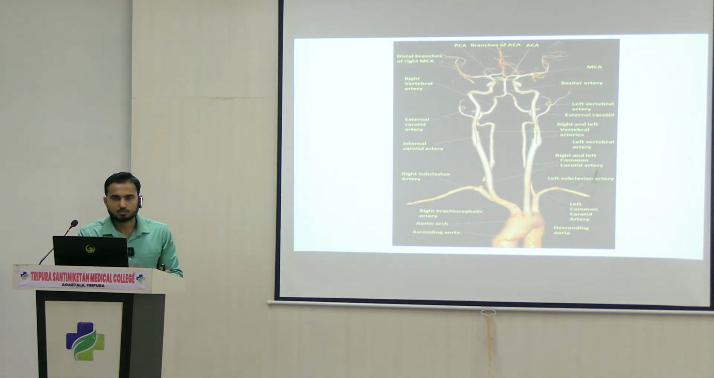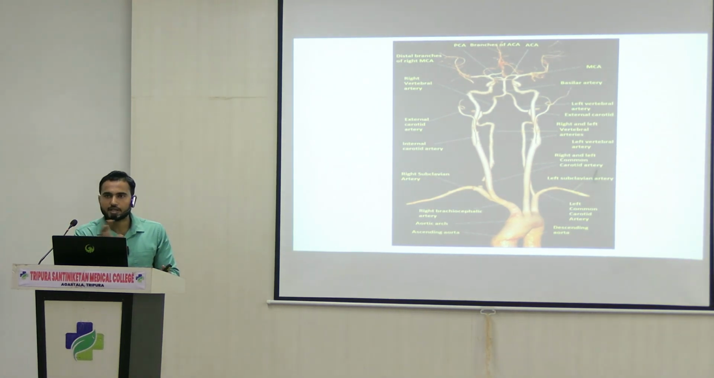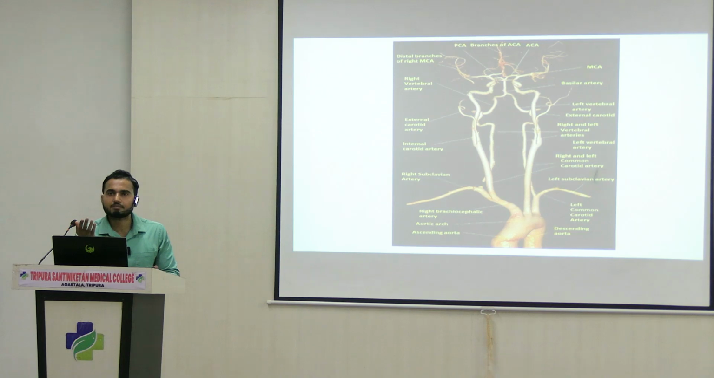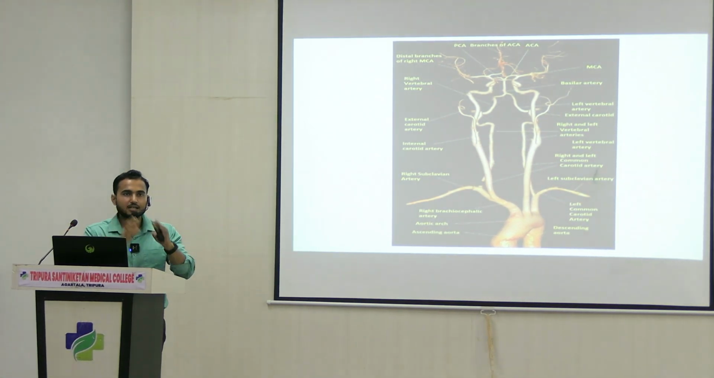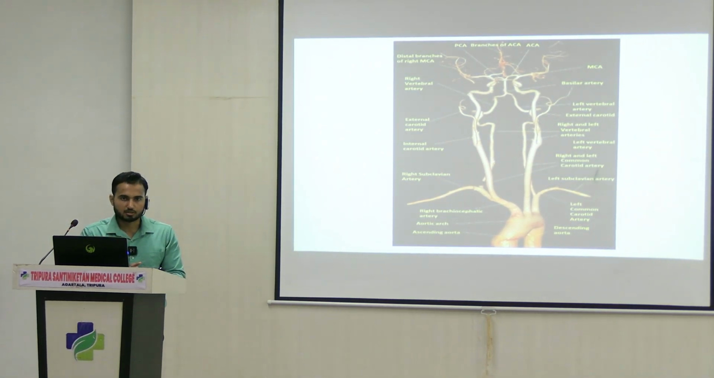CT scan also, MRI also. Mostly in an acute case of hematoma, a CT scan is done, because in MRI the time taken is more. With the help of the CT scan, a 3D representation of that particular area can be achieved. Now here you can see only the arteries and the branches. Other parts are not there.